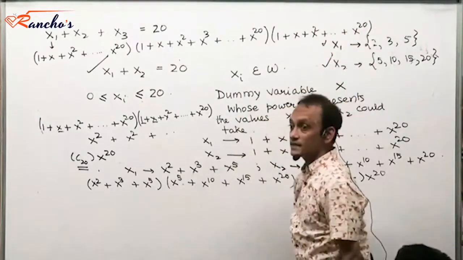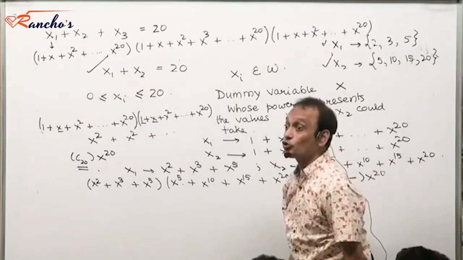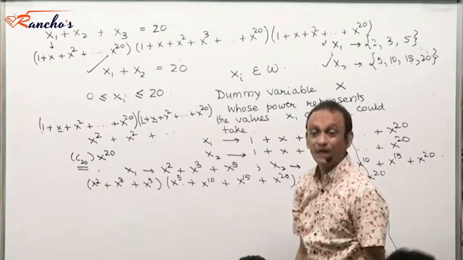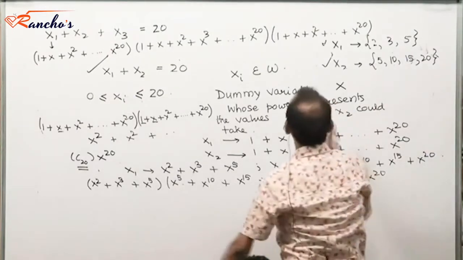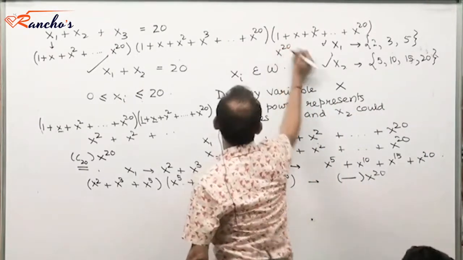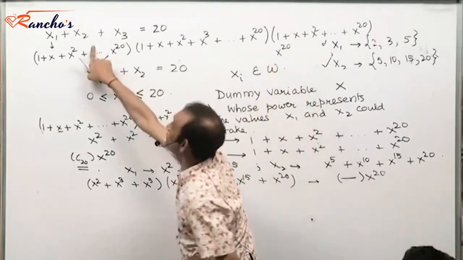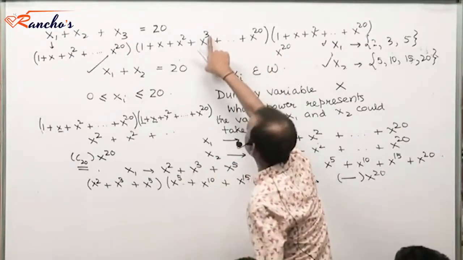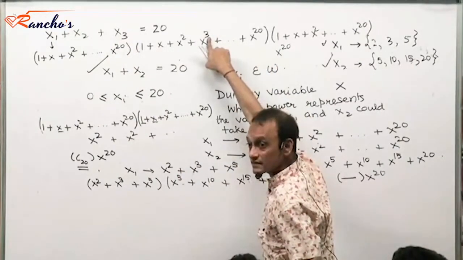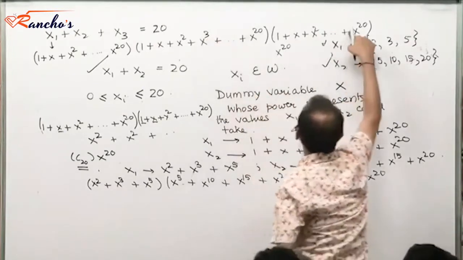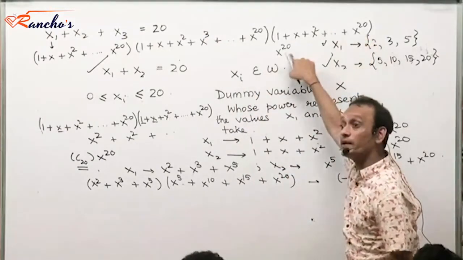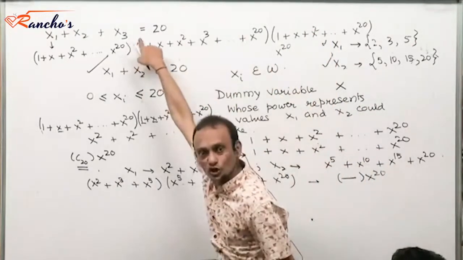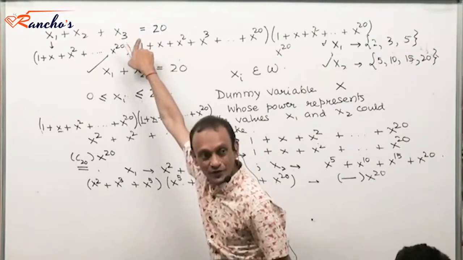That means I'm seeking the coefficient of x power 20 in this multiplication. I'm seeking the coefficient of x power 20 because every time an x power 20 comes, it takes some power of x here which represents the value of x1, some power of x here which represents x2, and some power which represents x3. That means x power 20 can be obtained only out of x1, x2, x3 that constitute solutions to this equation. Yes or no? Right?